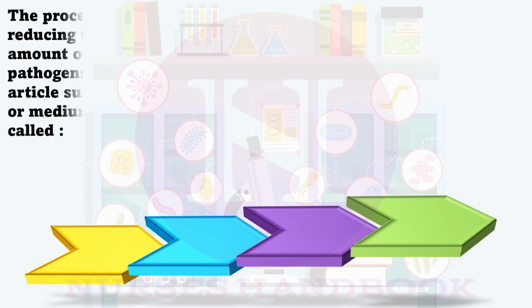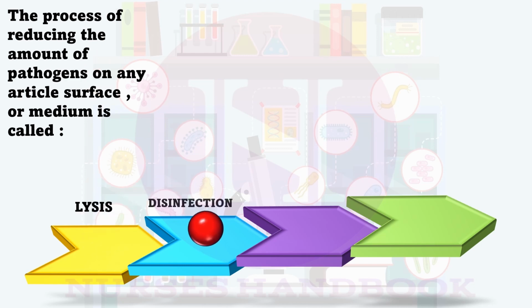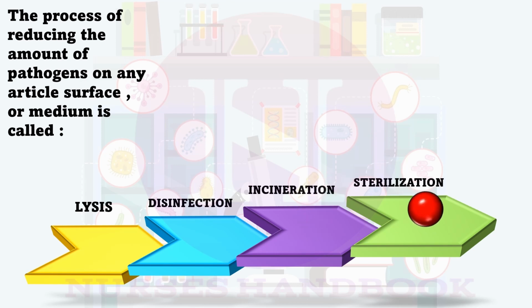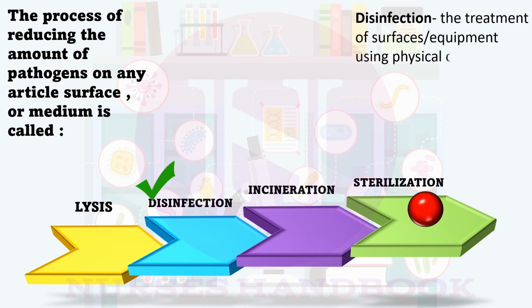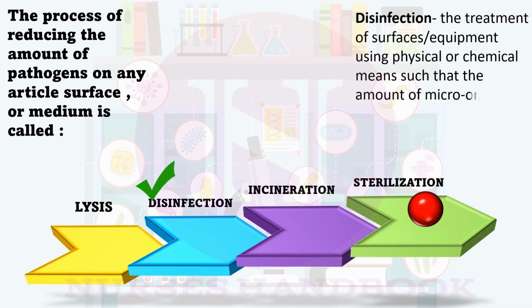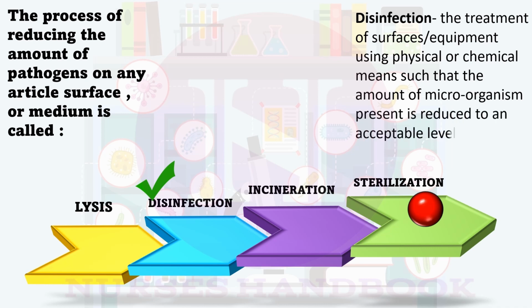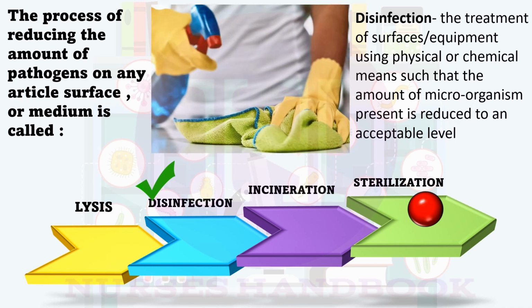Question number 4. The process of reducing the amount of pathogens on any article surface or medium is called lysis, disinfection, incineration, sterilization. And the correct answer is disinfection. Disinfection is defined as the treatment of surfaces, equipments using physical or chemical means such that the amount of microorganism present is reduced to an acceptable level.